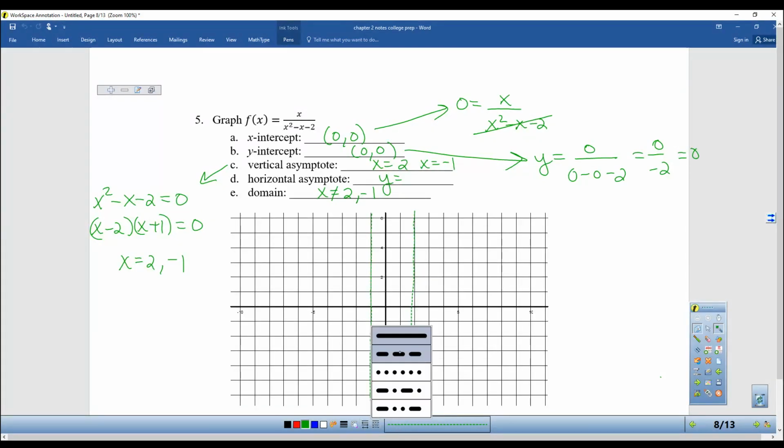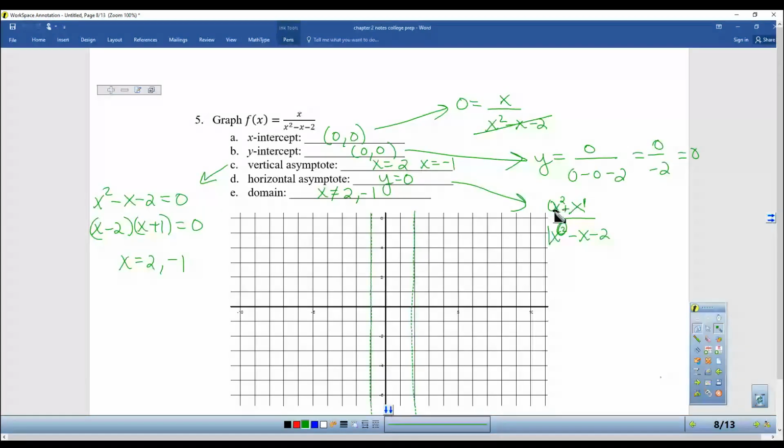My horizontal asymptote, since the degree of the numerator is less than the degree of the denominator, I know that it's going to be y is equal to 0. If it helps you, you can think of it as 0x squared and use the same rule we've been applying, 0 over 1. So here's y is equal to 0. And we only know 1 point. Bummer. This is the only point we know.